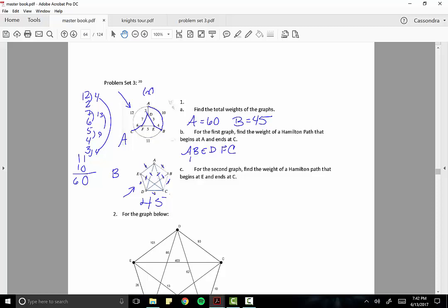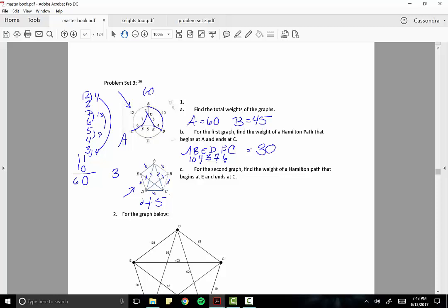A to B was 10. B to E was 4. E to D was 3. D to F is 7. F to C is 6. So 10, 14, 17, 24, 30. There are others. I found this one.